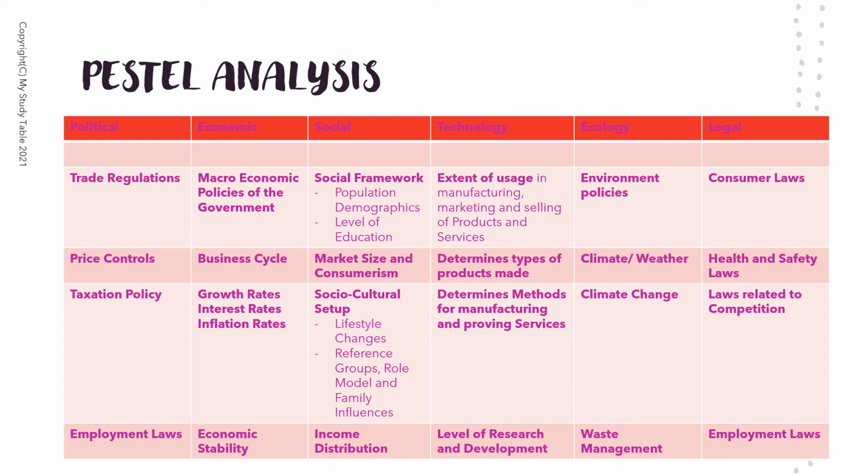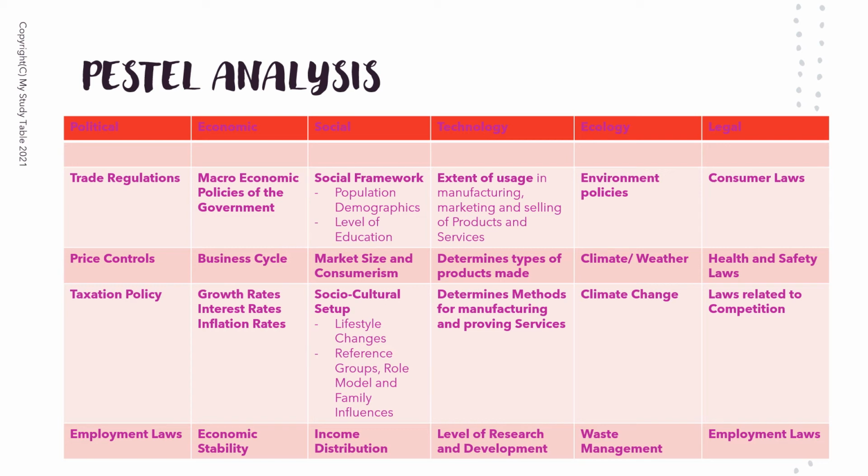So starting with the political factor. Now these can have a direct effect on the way a business operates and functions. So decisions that are made by the government affect the working of the organizations. So things like the trade regulations, taxation policy, price controls, employment laws, what it is currently and what could be the possible changes in the next few years, all of them would have an implication on the working of the organization as well as on the sustainability component.